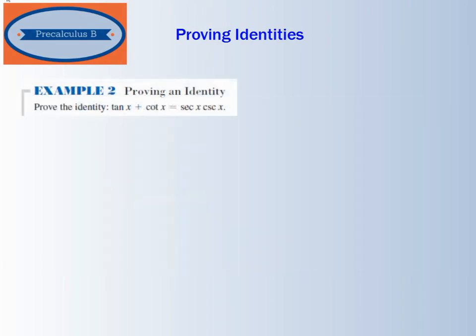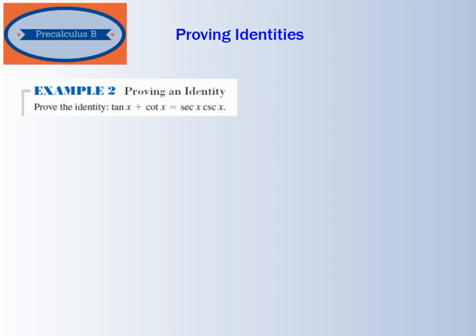So here's a trigonometric identity that I would like for you to try to prove. Can you prove that the identity of tangent x plus cotangent x is equal to secant x times cosecant of x? Take a couple minutes, see if you can come up with a proof that would show this identity to be true. Pause your video, and when you're ready, unpause to see a solution.